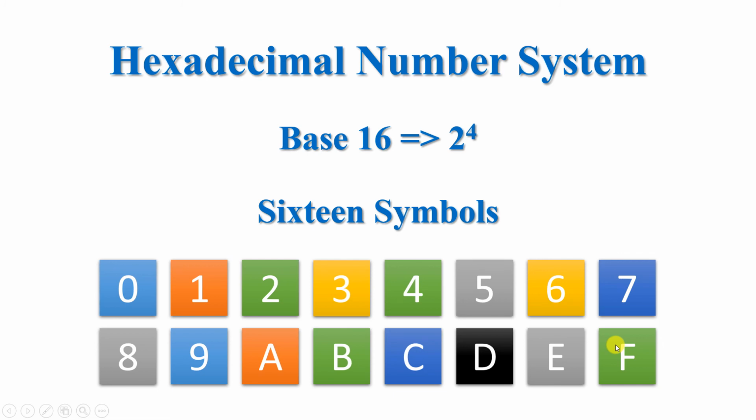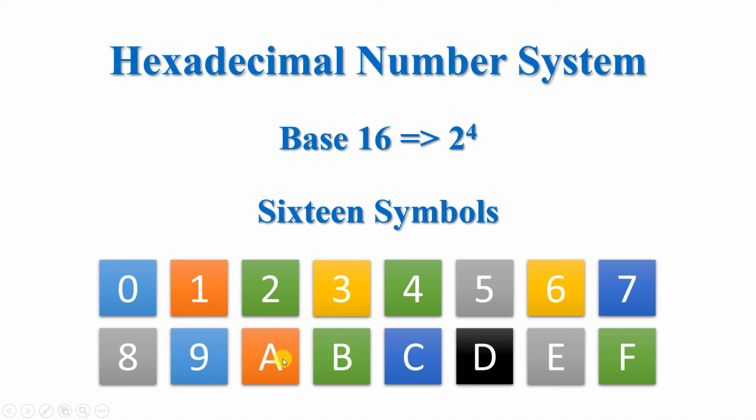The next number system which we want to talk about is the hexadecimal number system. The base is 16. It is also related to the binary number system, 2 raised to 4, and it uses 16 symbols to represent the numbers. So from 0 to 9, these are the 10 symbols we use in the decimal number system. Apart from that, we use A, B, C, D, E, F. So the alphabets A, B, C, D, E, F represent numbers in this case.